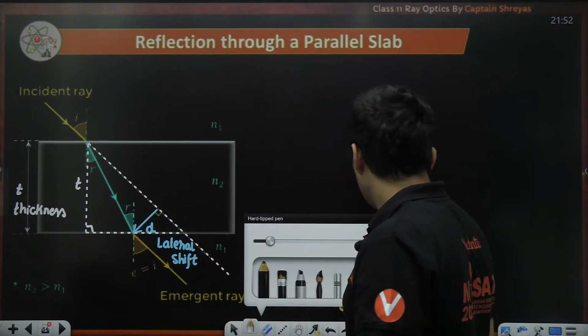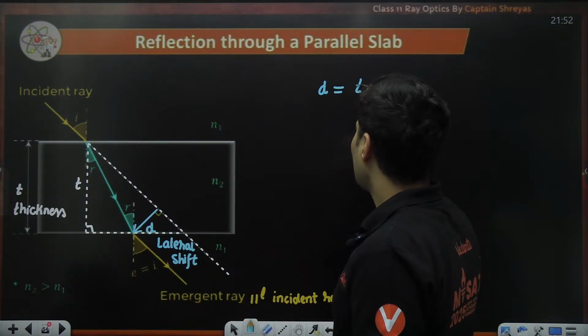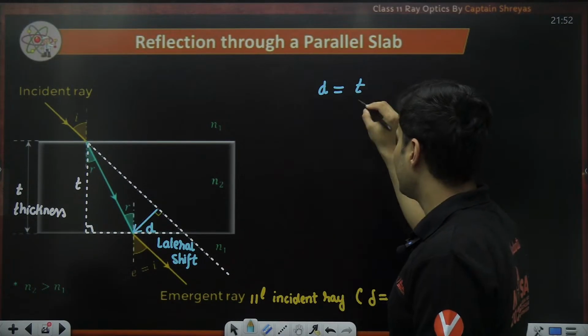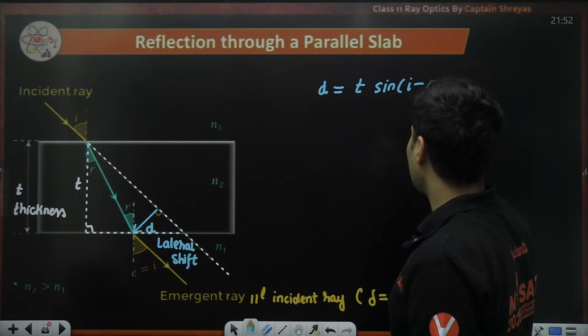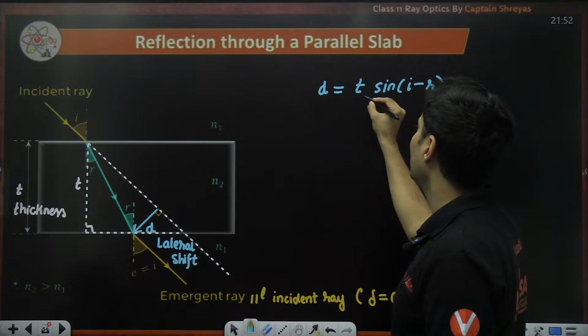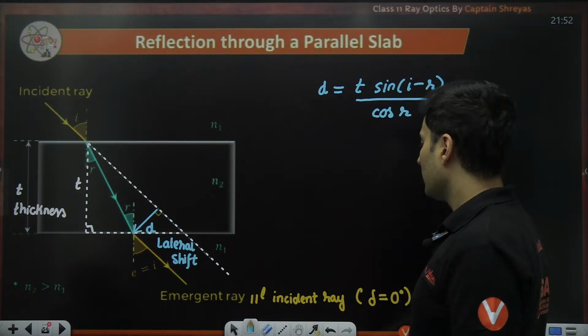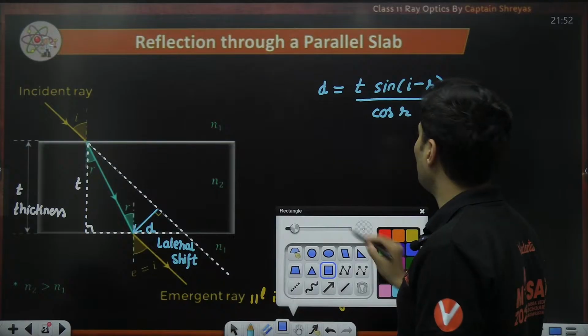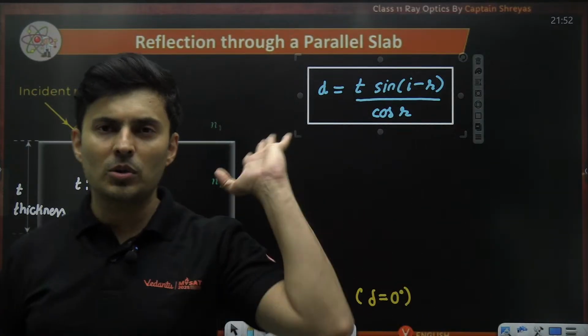So the final answer, I'll tell you what you get is this: D is equal to the thickness of that slab into sine of angle of incidence minus angle of refraction, whole thing divided by cos of angle of refraction. That is the formula. This formula, please remember, direct questions come.